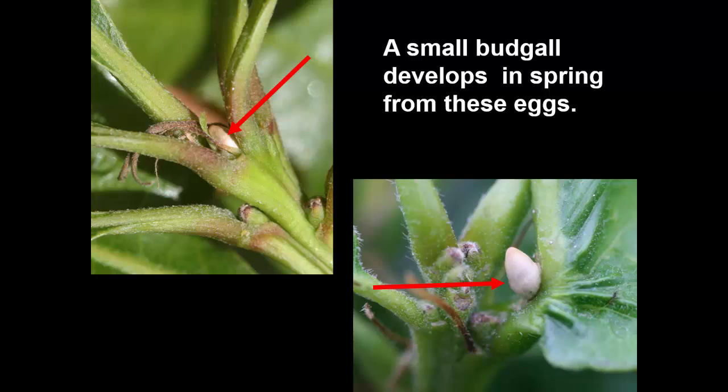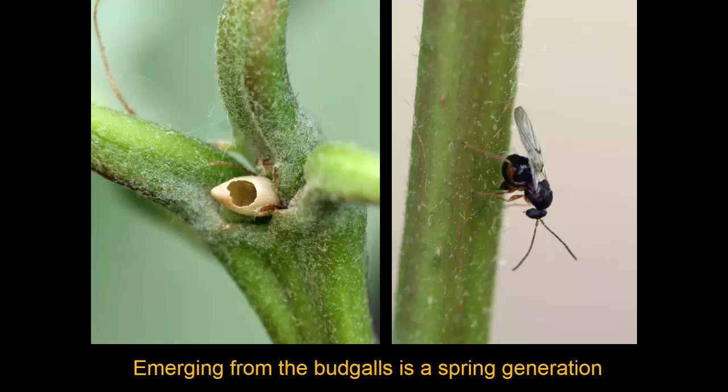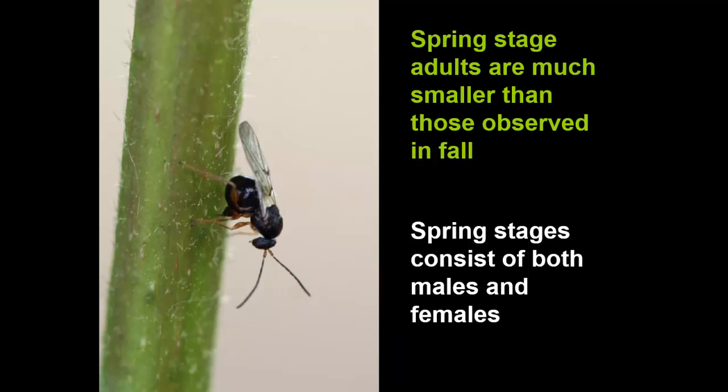So these are small bud galls that result from the eggs laid by the insect in fall, and a little wasp will emerge from that bud gall. In fact, there'll be males and females at this time that emerge from those bud galls, and they will mate, and the females will then lay their eggs into the new oak shoots. So spring stage adults are much smaller than those observed in the fall, and you get both females and males.